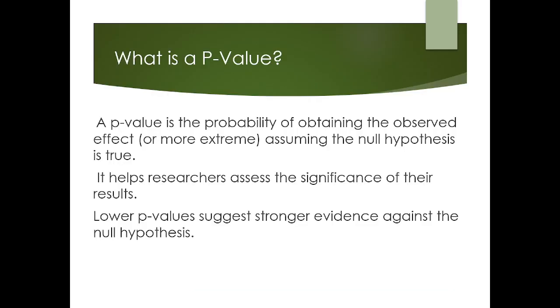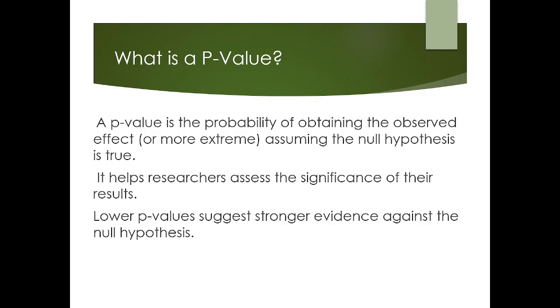What is p-value? A p-value is the probability of obtaining the observed effect, or more extreme, assuming the null hypothesis is true. In a video where I talked about hypotheses, I explained what hypotheses mean and what types of hypotheses we have. If you've not watched that video, you may find it difficult to understand what I'm explaining right now. So you can do well to check that video for a full comprehension of what is being discussed.